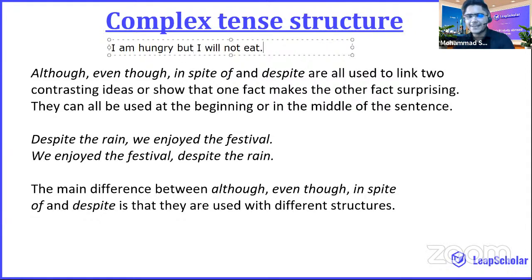So again, but is a contrasting connector. It is used to connect contrasting ideas. The same is the purpose of although, even though, in spite of, and despite. Despite being hungry, I will not eat. So we can use these words instead of but. If you use them, then trust me, your spoken English would be good. Why? Because you would have variety. You would be able to contrast the situation.